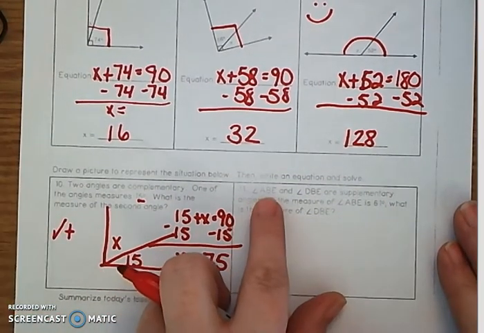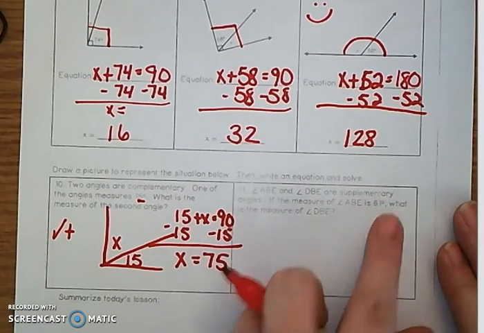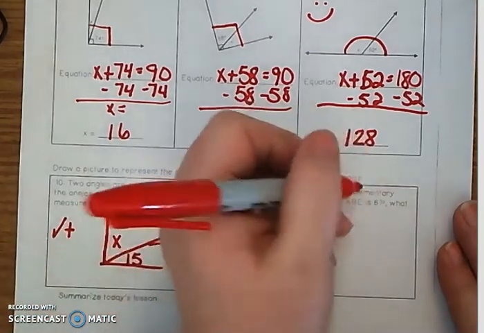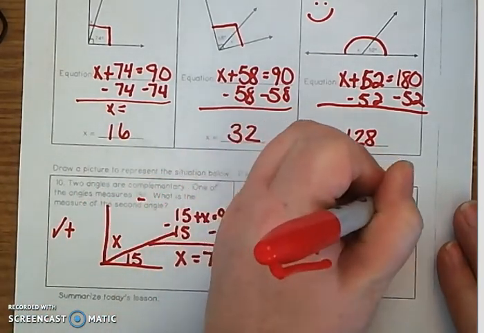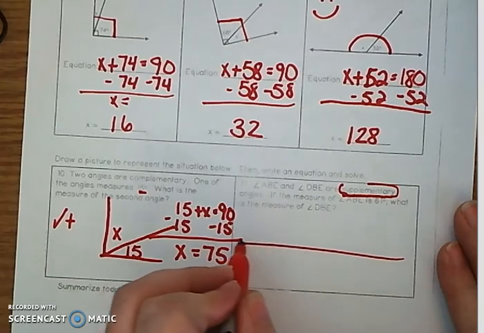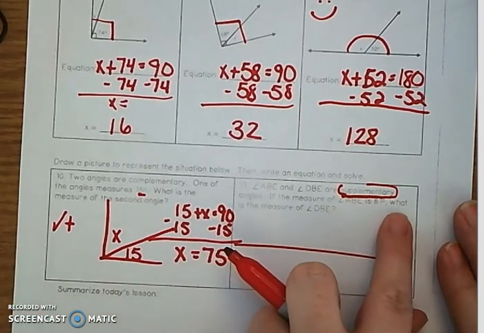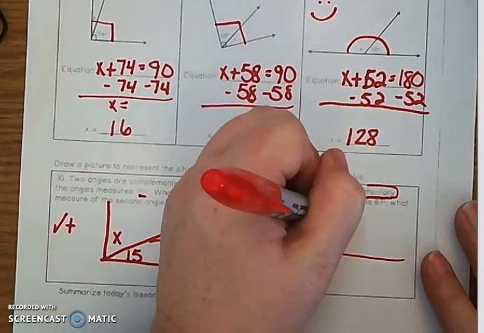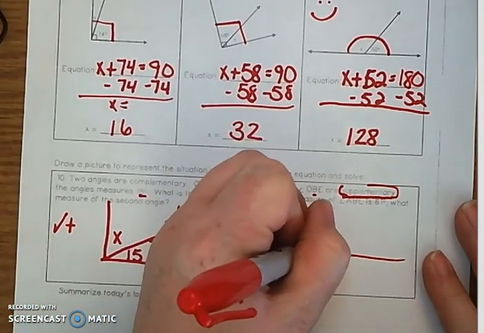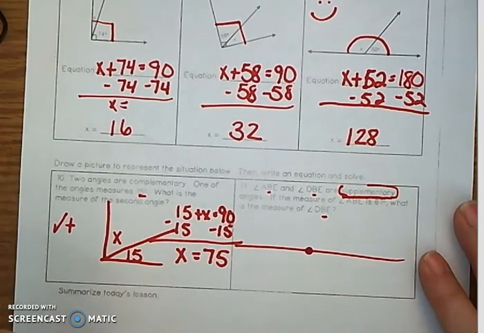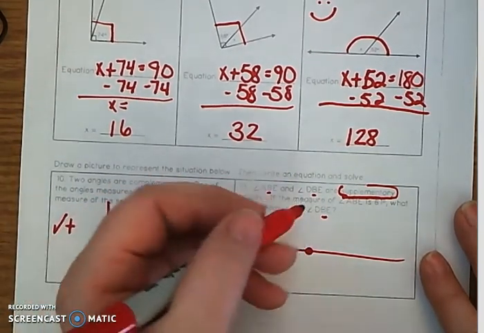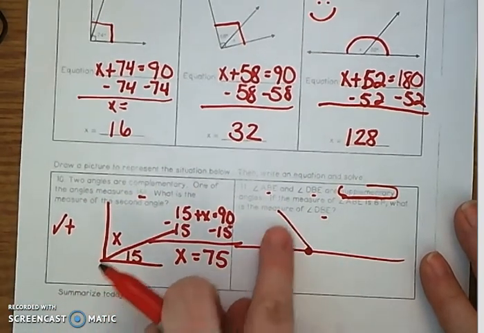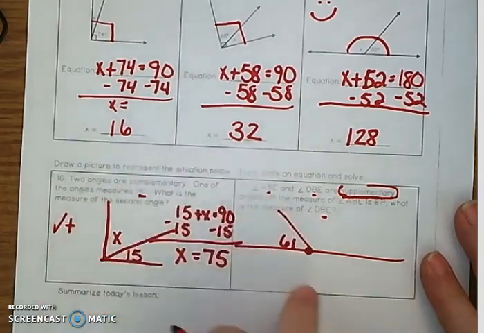Okay, it says angle ABE and angle DBE are supplementary angles. If the measure of angle ABE is 61, we know they're going to be a straight line, since they're called supplementary. So I'm going to start off with a straight line. It says ABE is 61. What is the measure of DBE? See how B is in the middle of those? That's your center point. That's the vertex. So ABE is 61. So one of these is 61. 61 is an acute angle, so I'm going to make this 61 degrees. And what I need to know is this one.